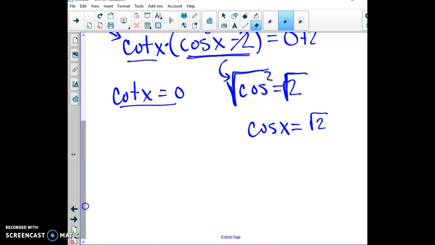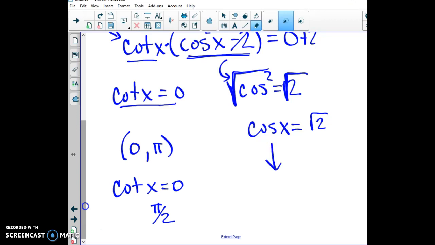So we're going to talk about it being in the interval 0 to pi, round brackets on both ends. The cotangent of x has the solution pi over 2. So cotangent, or the inverse of tangent, equals 0 at pi over 2. There's one of our solutions, and the cosine of x equaling positive or negative square root of 2 has no solutions, because positive or negative square root of 2 are outside the range of the cosine function.